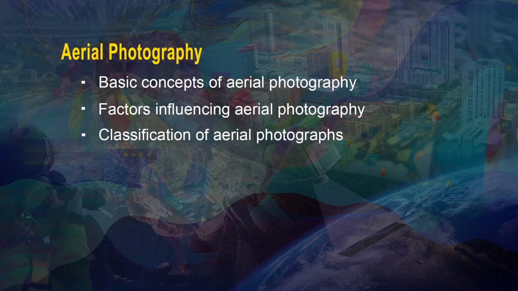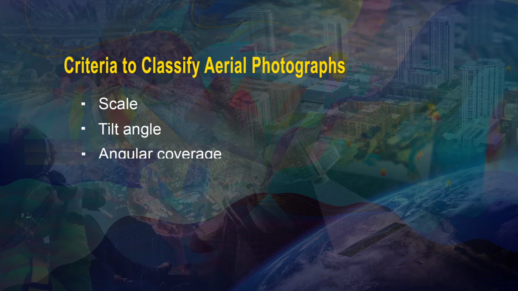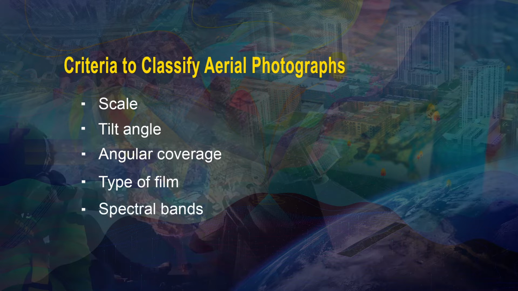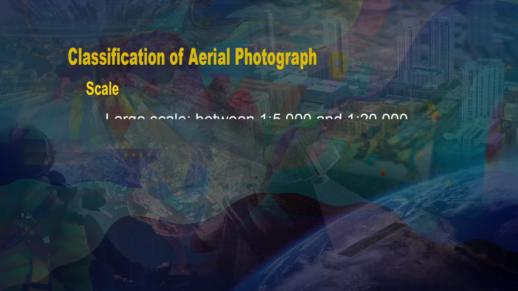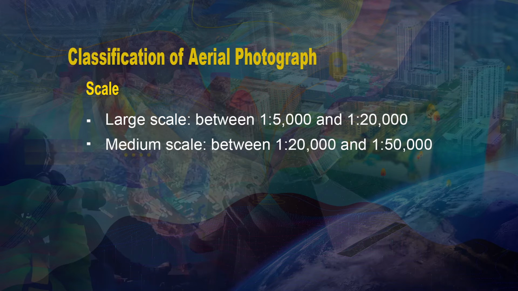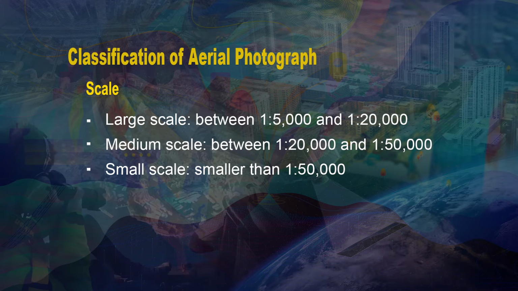Classification of aerial photographs. There are different criteria to classify aerial photographs. Different criteria are scale, tilt angle, angular coverage, type of film and spectral band. Depending upon these criteria, aerial photographs can be classified as follows. Based on scale: large scale, between 1:5000 and 1:20,000; medium scale aerial photographs, that is between 1:20,000 and 1:50,000; small scale, that is smaller than 1:50,000.